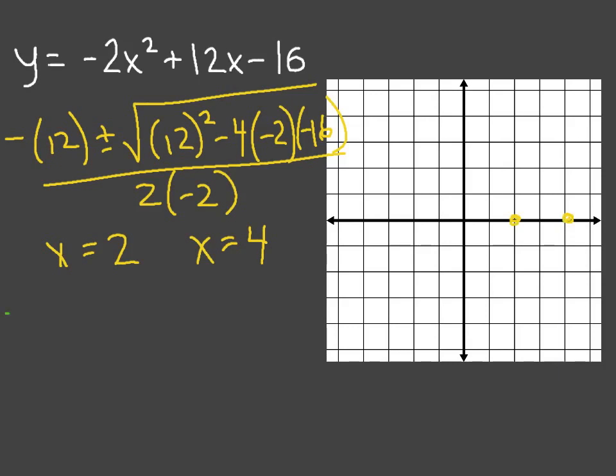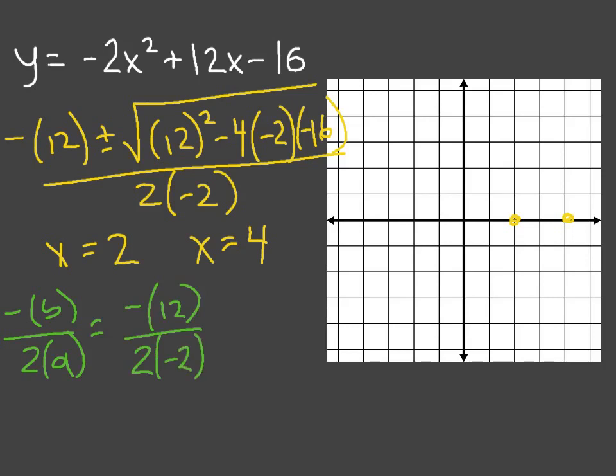Now, using my new line of symmetry formula, I'm going to find my line of symmetry. So I'm taking negative b over 2a, which is going to simplify to negative 12 over negative 4, which is simply 3. So again, since my line of symmetry is imaginary, I'm going to use a dotted line to represent it. And there's my line of symmetry.